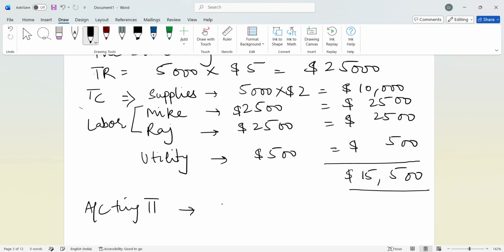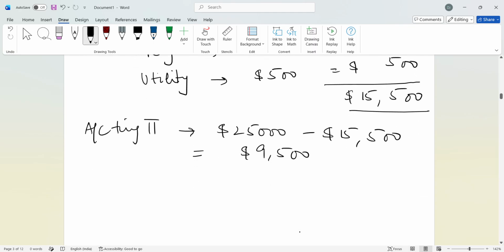Her accounting profit will be given by $25,000 minus $15,500, and that turns out to be $9,500. So yes, she is earning pretty good profit per month. Now, this is all true as long as there is no implicit cost, right? But let's say that there are some implicit costs, and let's see what those are.